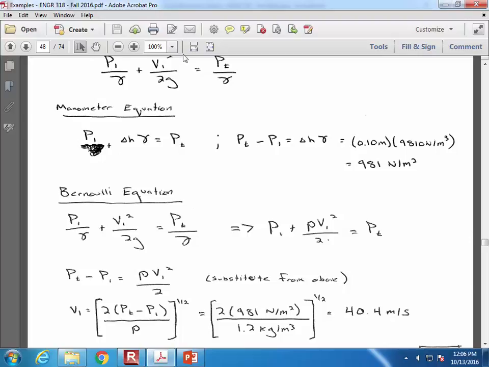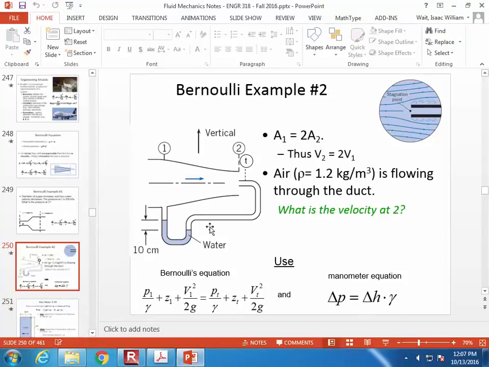Let me write it on the board. In the original given information, we knew that the area at 1 is double the area at 2. So V2 is 2 times V1. And so that means that it's going to be double the 40.4 meters per second. So V2 is 80.8 meters per second. And that's our final answer, 80.8 meters per second for the velocity at 1. Oh, sorry, the velocity at 2.